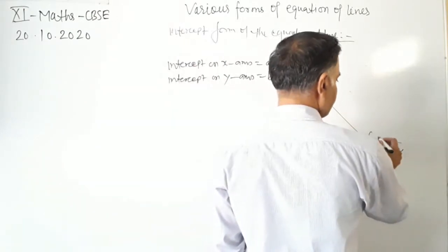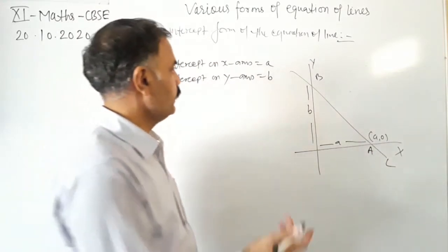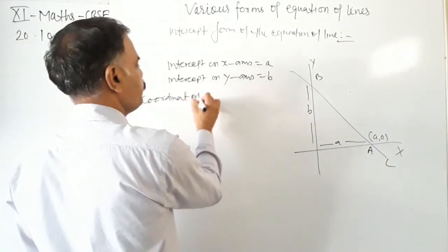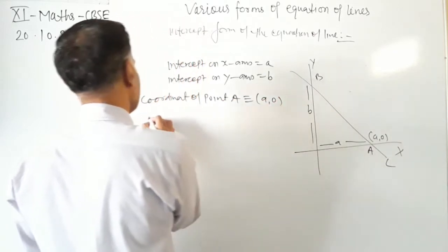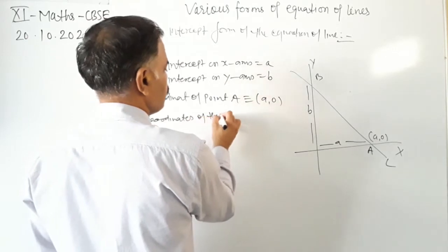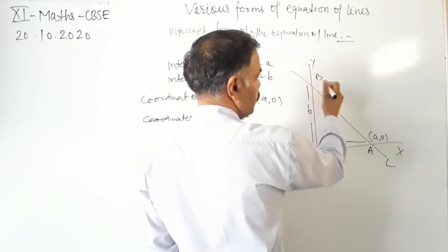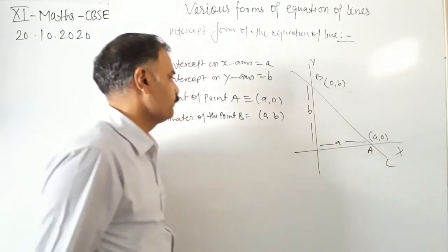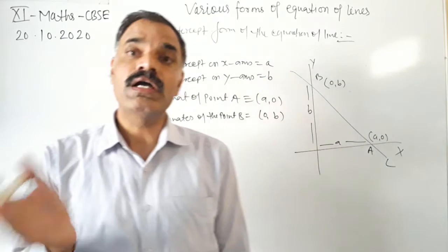The coordinates of point A are (a, 0), since point A lies on the x-axis. The coordinates of point B are (0, b), since point B lies on the y-axis.